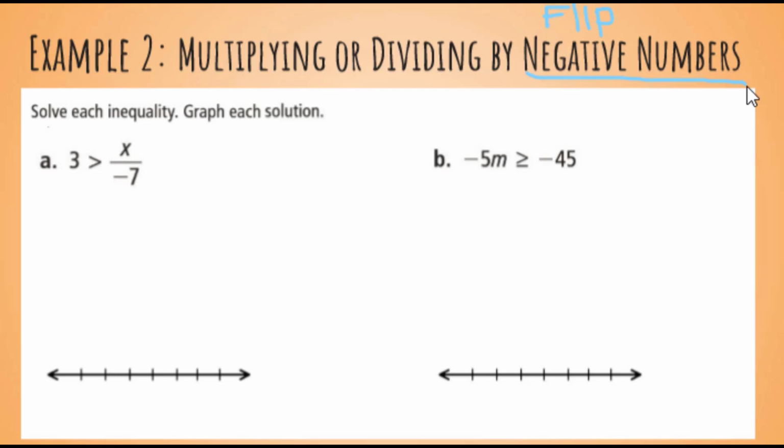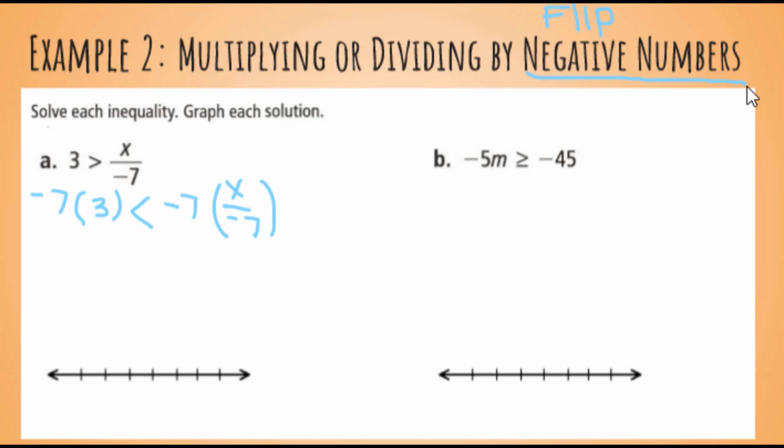So if we're looking at our first problem here, we have 3 is greater than x over -7. We want to get the x by itself. This operation, x is dividing by -7, so we are going to multiply both sides by -7. So we have -7 times 3. And since I'm multiplying by a negative, I'm going to flip my inequality symbol around. So now I have less than negative 7 times x over negative 7.